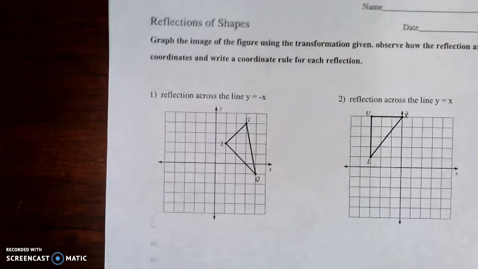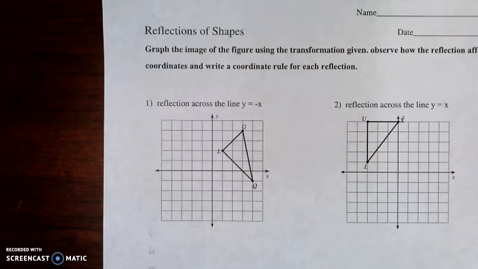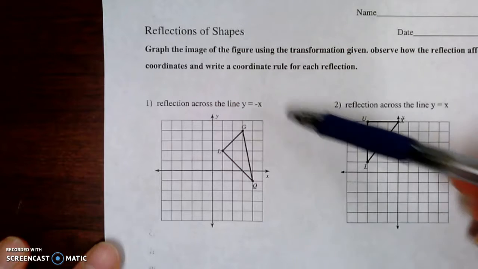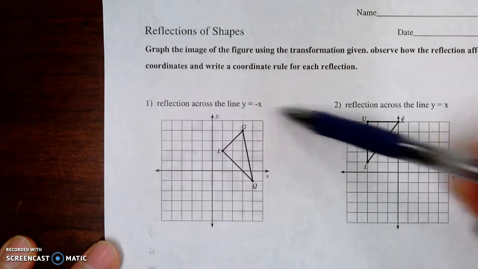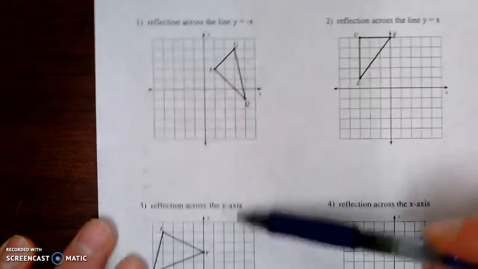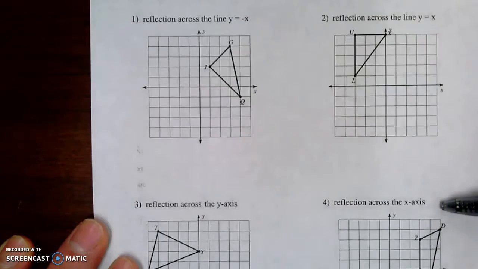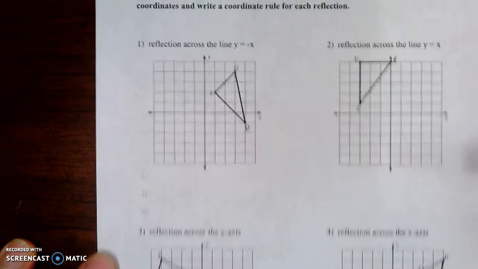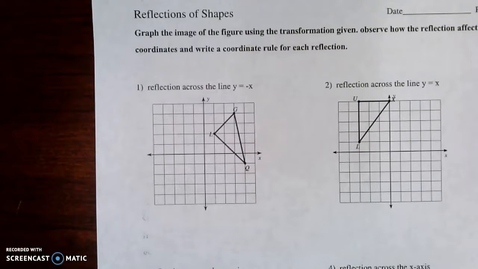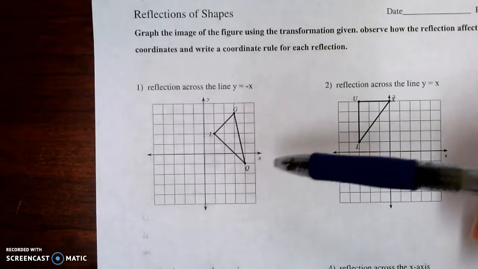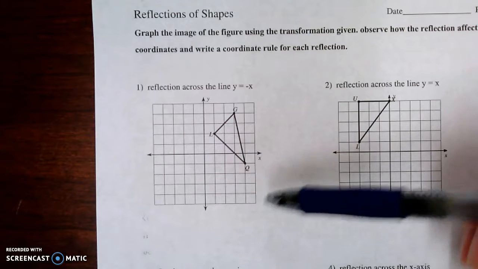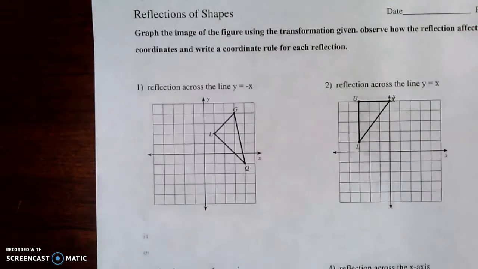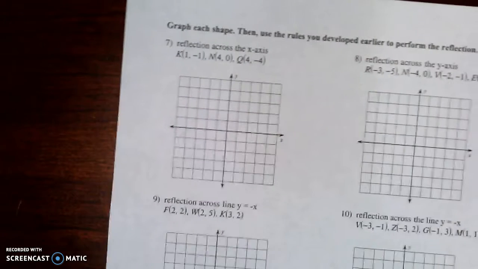All right, in this lesson, we're going to be doing some reflections of shapes. We're going to be reflecting shapes across the line y equals negative x, y equals x, the y-axis, and the x-axis. We're going to come up with some coordinate rules that would tell us how the coordinates of a point change when they're reflected across any of these lines. And then we're going to apply those rules to some sample problems here on the back side.